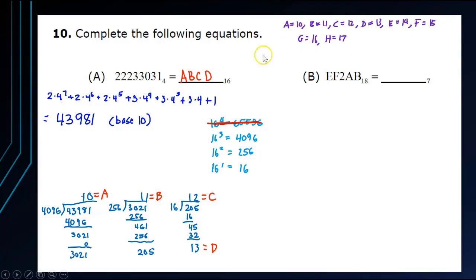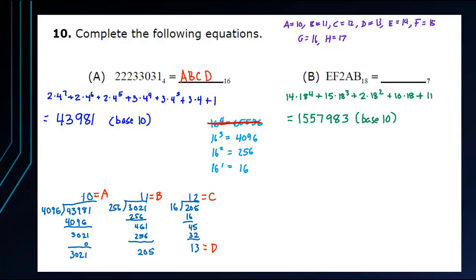So again, using these as my conventions here, I have basically ones, 18s, 18 squares, 18 cubes, 18 to the fourth power. So I have 14 times 18 to the fourth power, plus 15 times 18 to the third power, plus 2 times 18 squared, plus 10 times 18, plus 11 times 18 to the 0, or just 11. So that's what I have. I work that through, and I get this number here, 1,557,983 in base 10. Now I'm going to convert this to base 7.